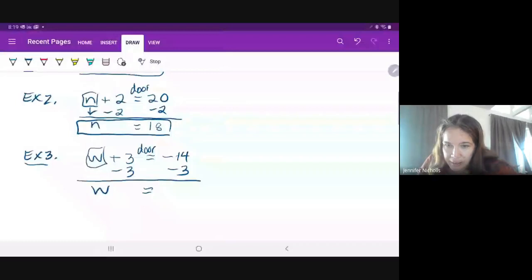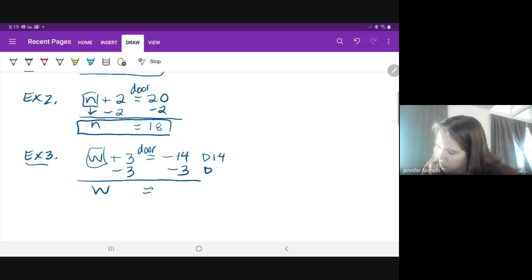Now let's see. Okay, a couple of you say negative 17. Okay, let's check. This is down 14. I like to do negatives and positives as, when I'm adding, doing down and up. So that's down 14 and down 3. So if you went down 14 stairs and then you kept going down 3 stairs?